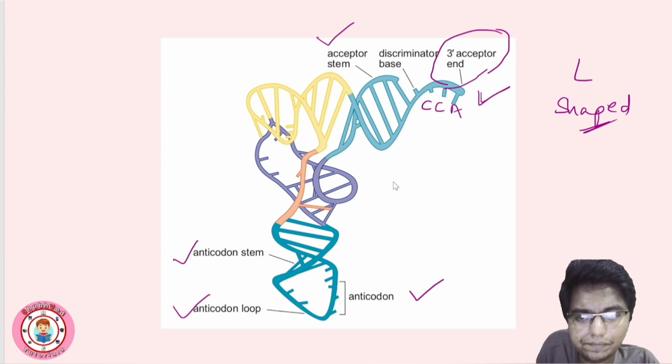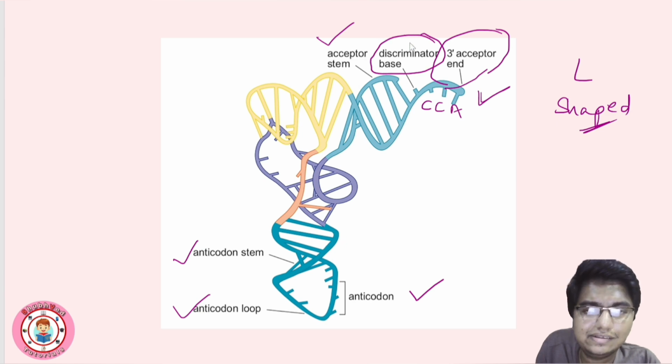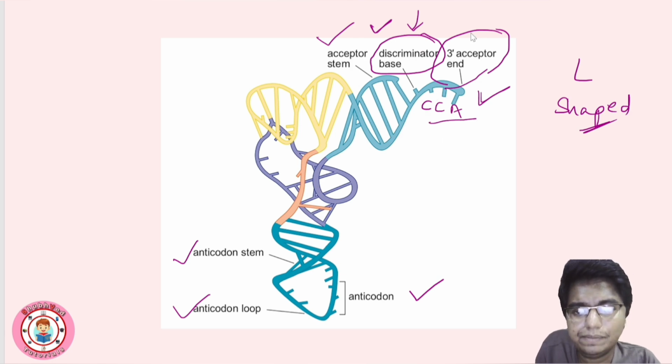CCA, right? And one more thing here, we have to remember this also: the discriminator base. Discriminator base is also very important for the accurate amino acid to be coming. Okay, meaning the accurate amino acid has to be brought. So this is also very important. Discriminator base with this sequence, right? 3' CCA present on the acceptor end. Okay, so these are the important points.